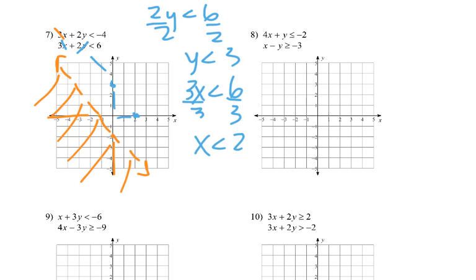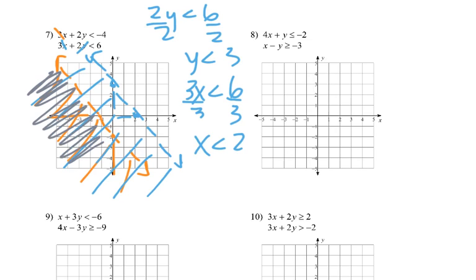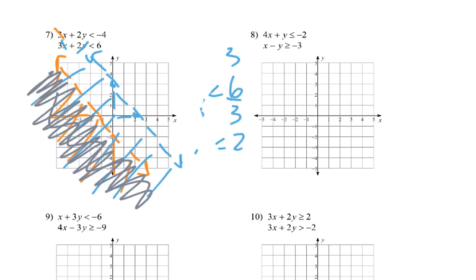It's also not equal to, so another dotted line. Shading below because x and y are both less than. So, basically, it's with the orange line, isn't it? Shading below that one, because they overlap right there. Okay, so the next one, that's all you've got to do.